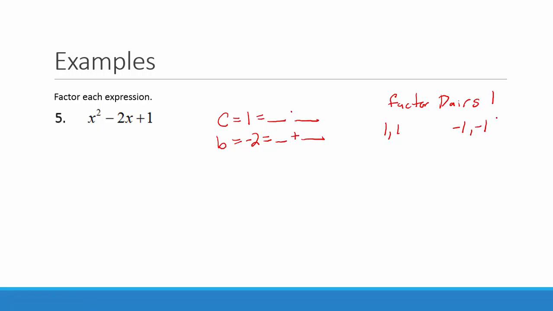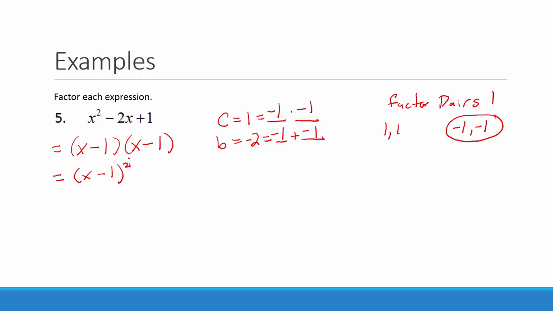Which factor pair adds to give me -2? Well, it's -1 and -1. So when we multiply -1 times -1, we get +1. And when we add -1 plus -1, we get -2. So we use those magic numbers to fill in our binomials, x minus 1 and x minus 1. Now what's so special about this is that these binomials are the same. And we can simplify this just a little bit more by saying this is x minus 1 squared.